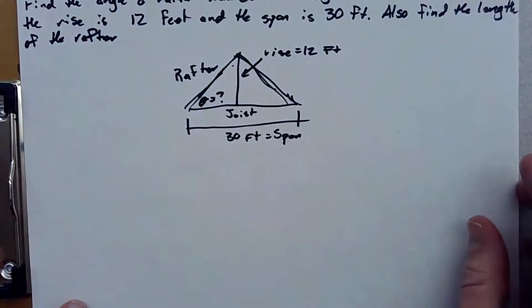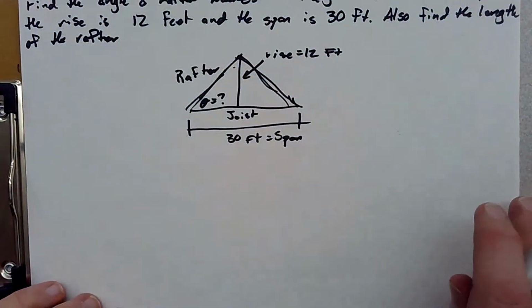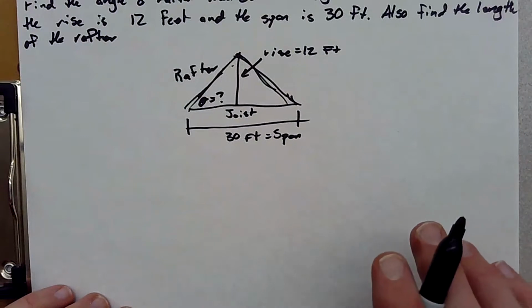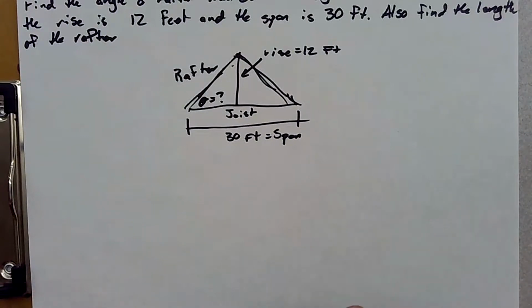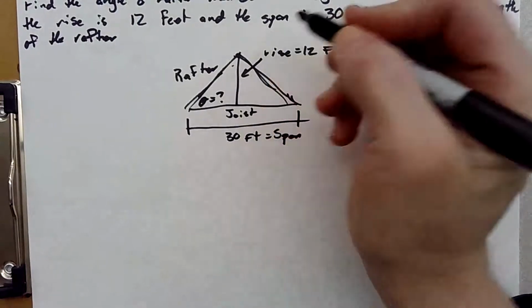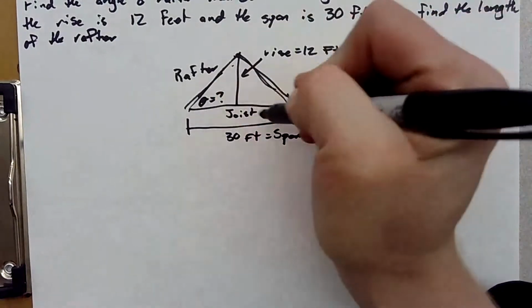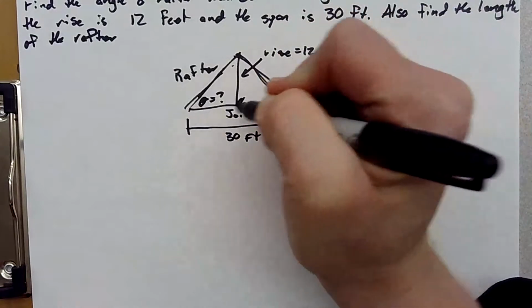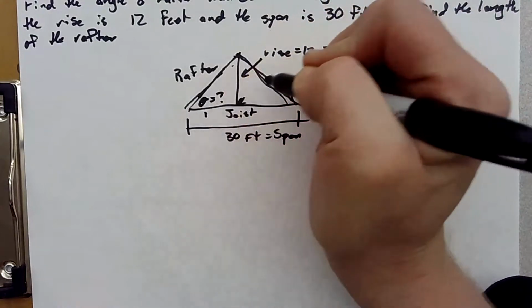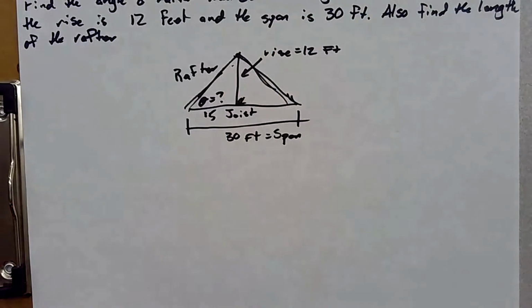Okay, this last problem is a little more complicated. We want to find the angle a rafter makes with a joist of the house, if the rise is 12 feet and the span is 30 feet, and we also want to find the length of the rafter. So the rise is 12 feet, the span is 30 feet, but this is the midpoint. So we can say that this part right here is 15 feet.